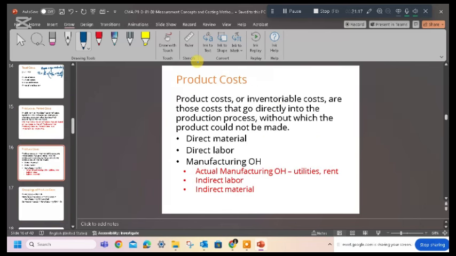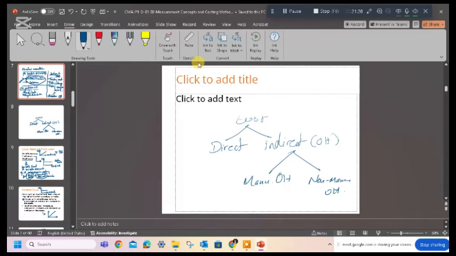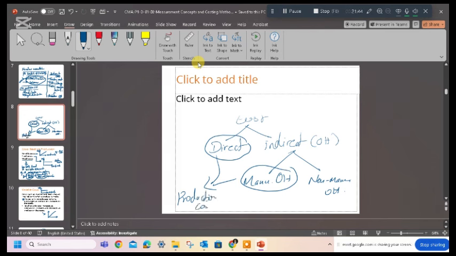Okay. Product cost or inventoriable cost are those costs that go directly into the production process, without which the product could not be made. So if I go back to one of my previous slides, I explained this cost and this cost together, you call them manufacturing cost or production cost. What are they? Direct cost and manufacturing overheads or production overheads.